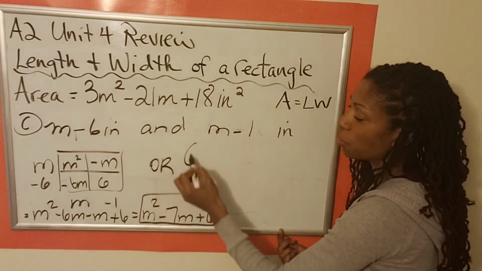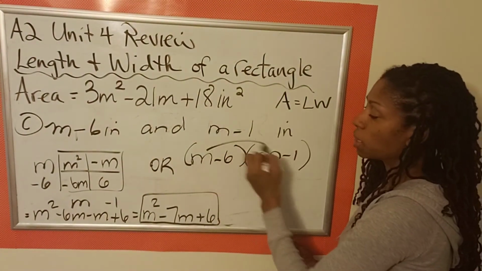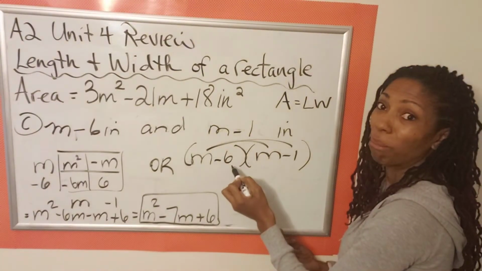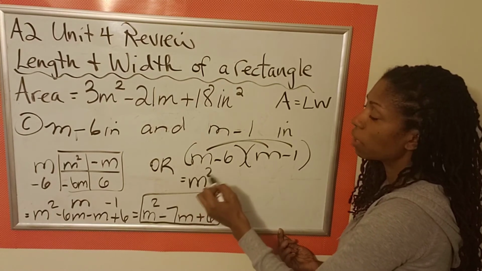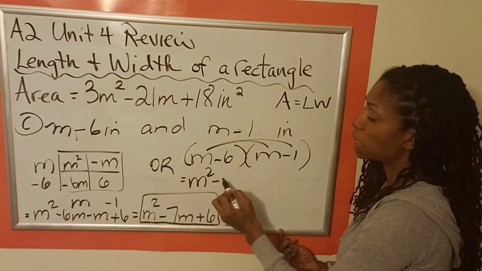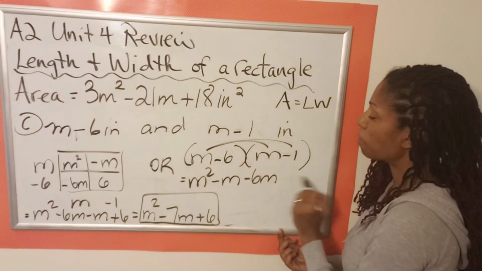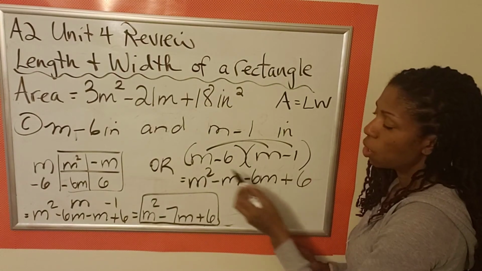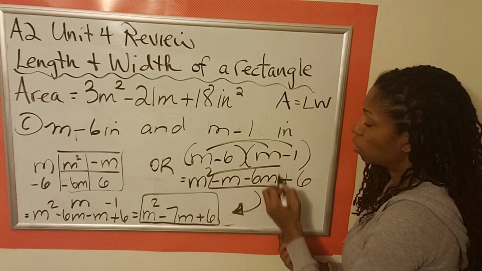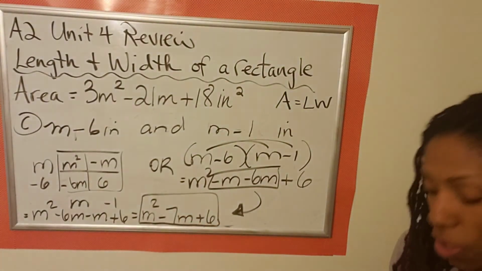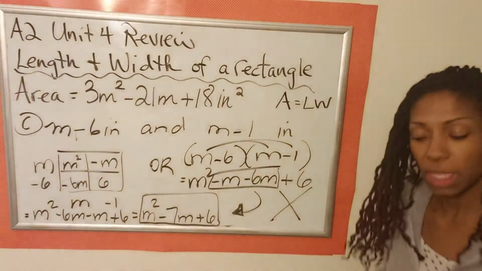You can just distribute m minus 6 times m minus 1. Some call it the FOIL method. Ever heard of that? M times m is m squared. M times minus 1 is minus m. Negative 6 times m is minus 6m. Negative 6 times negative 1 is positive 6. When you combine the like terms right here, you're still going to get the same answer. Just two different strategies. And we know now that choice C is not going to make it.